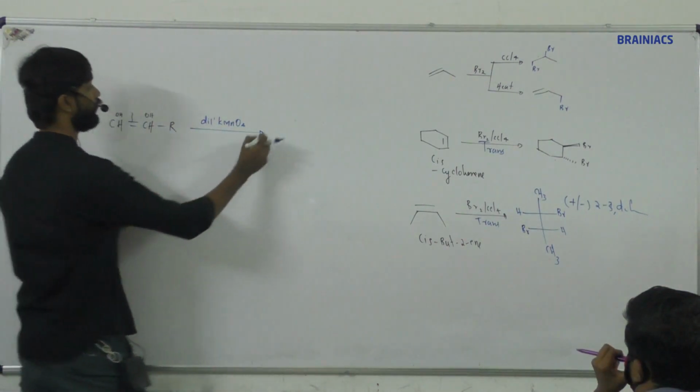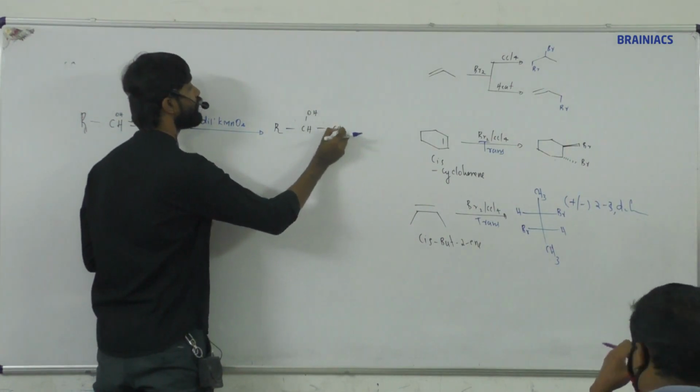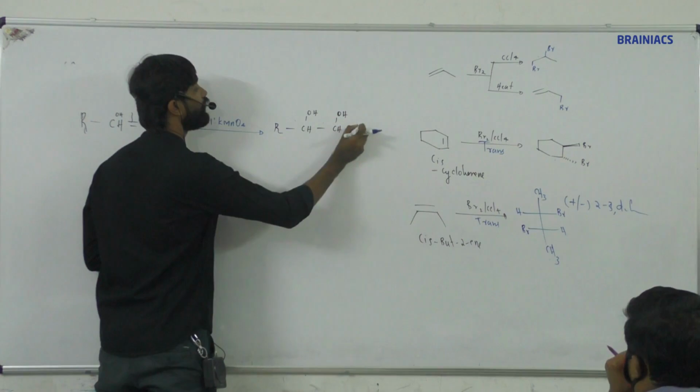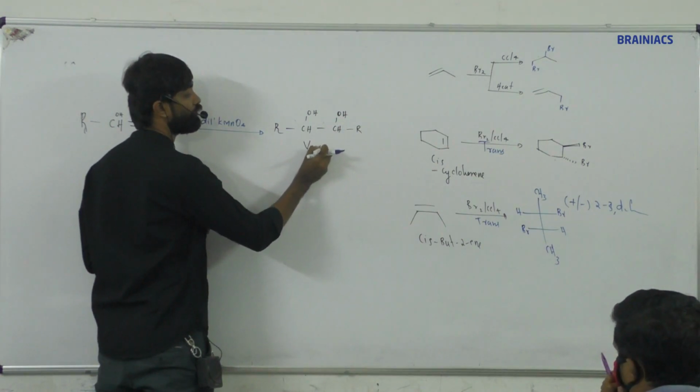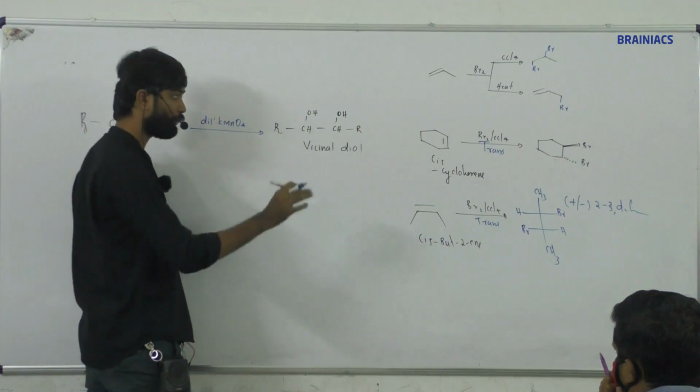So this bond, and you obtain what? You obtain vicinal diol. It's not vicinal dihalide. Vicinal diol. Okay, geminal diol becomes aldehyde. Okay.